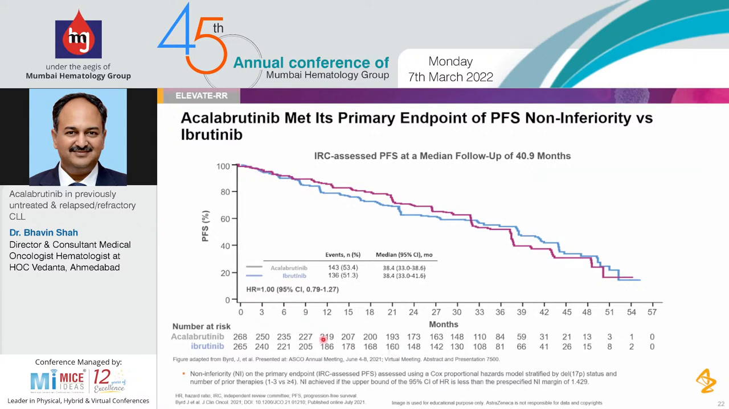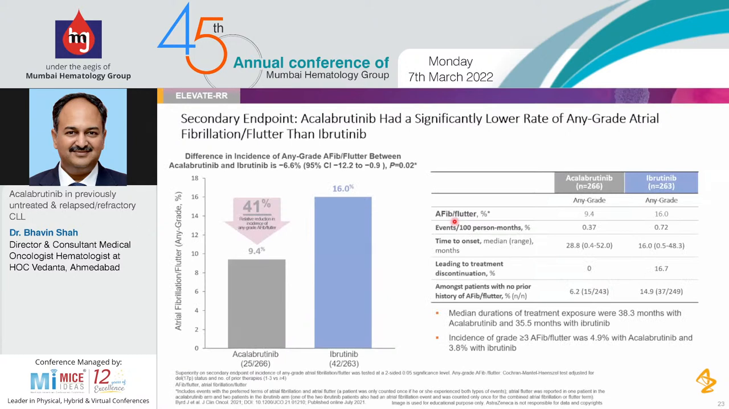And here we can see that the progression-free survival at the end of 40.9 months is equal in both the arms. So the primary endpoint of this study was met, that ACAL is not inferior to ibrutinib in patients with relapsed refractory chronic lymphocytic leukemia. If you see the incidence of atrial flutter and fibrillation, which was 9.4% with ACAL-based treatment and 16% with ibrutinib, it suggests that there is a 41% relative reduction in incidence of any grade atrial fibrillation. Now, discontinuation of treatment because of AF was zero in ACAL-based treatment compared to 16.7% in the ibrutinib arm.